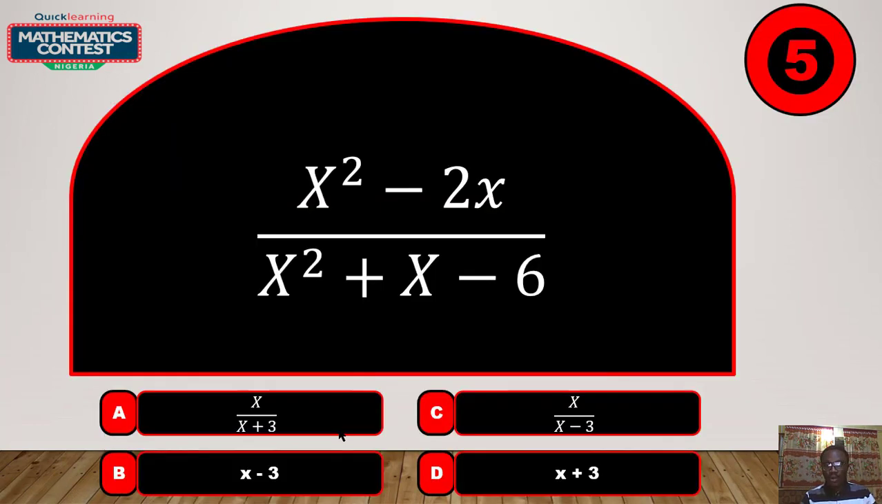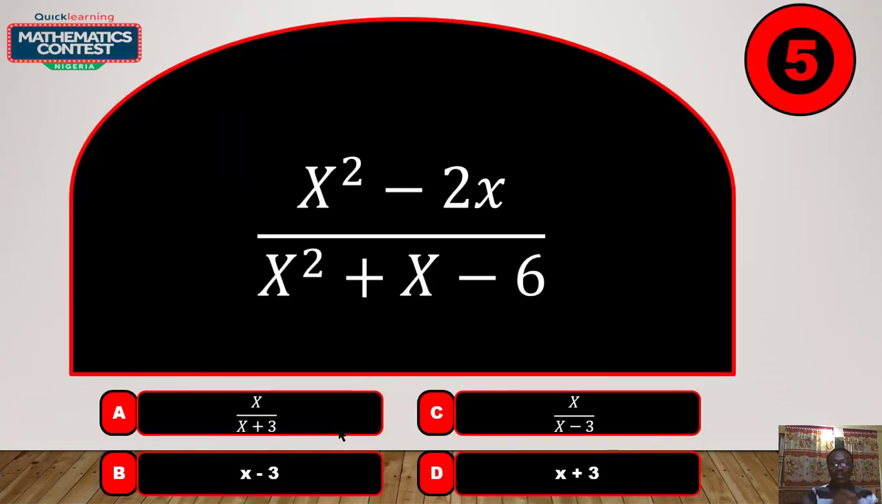Then let's see the last one. Question number 5. Simplify this. x squared minus 2x, all divided by x squared plus x minus 6. The time starts now. Time's up. How can we solve this in 5 seconds? When I was reading, you can just go through your work as fast as possible.